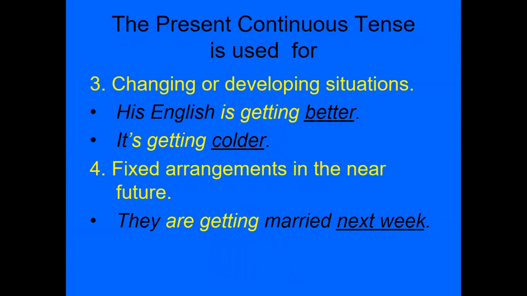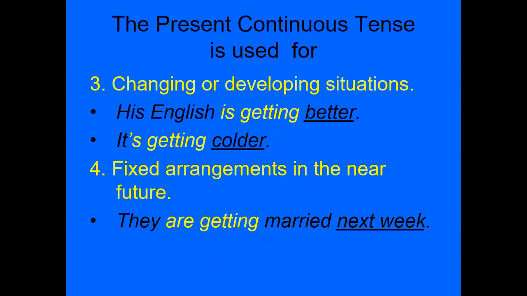So in this case, we have this good example which says his English is getting better. So when you say his English is getting better, it means that her English was not good at the beginning, but now it's better. It's getting colder. So it means in this case that probably it was really hot, but now it's getting colder. So the temperature is changing.